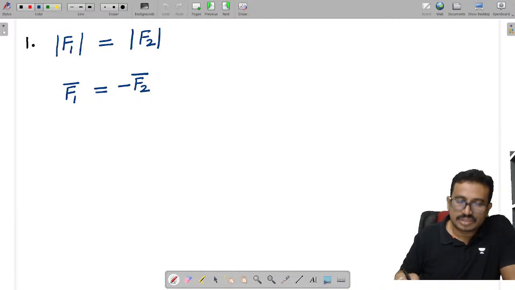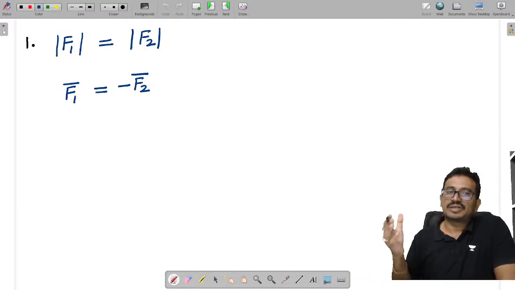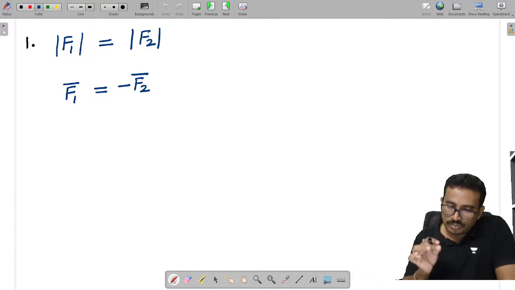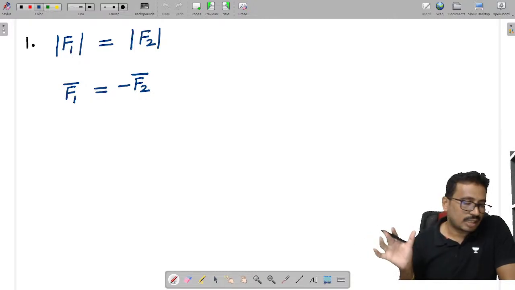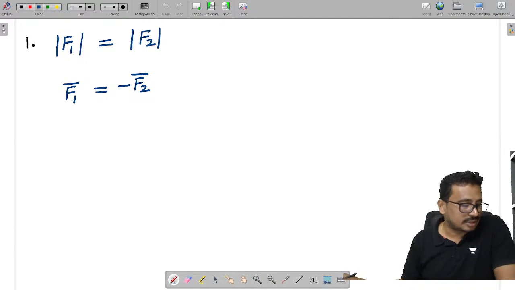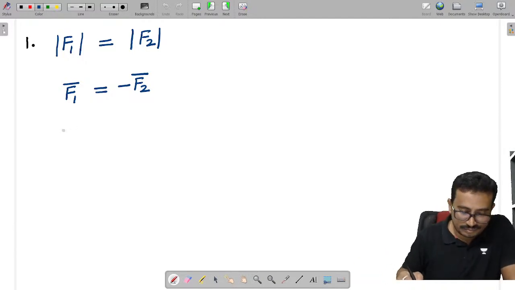Right, so from this what we can say is action and reaction. This is the form of action and reaction. So from this we can say Coulomb's law obeys Newton's third law, action reaction. Right? Everybody? Next.